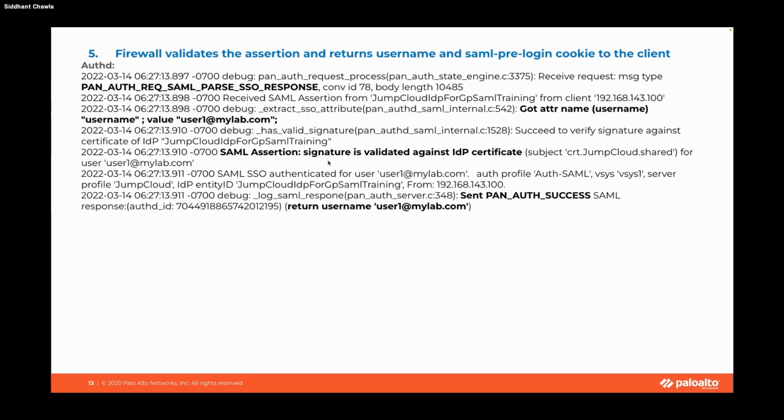SAML assertion signature is validated against IDP. And then once it is successful, we'll be able to see sent PAN auth success SAML message. Okay, this means SAML authentication was successful. Till here, we are only talking about portal authentication. Once portal is authenticated, then only a gateway authentication will take place.